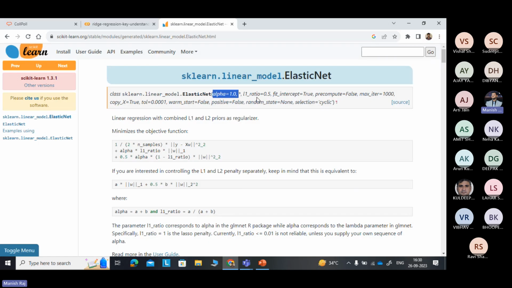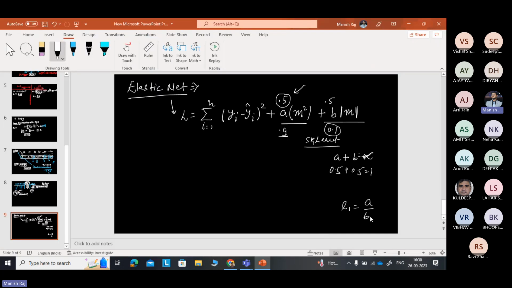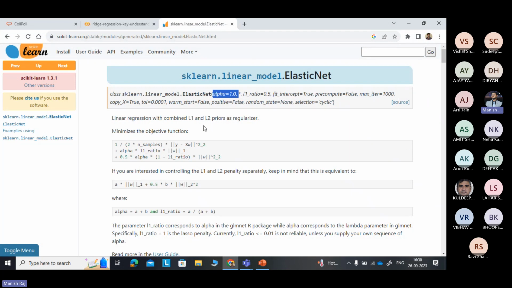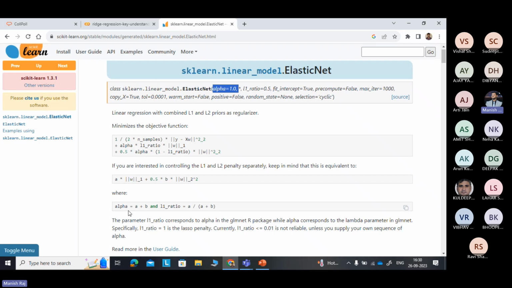The L1 ratio is probably not this, it should be a by a plus b; the formula should be written somewhere here. Yes, it is written: alpha is equal to a plus b and L1 ratio is a by a plus b. So on the basis of that you can find the values of a and b. a is representing your ridge value and b is representing your lasso value.